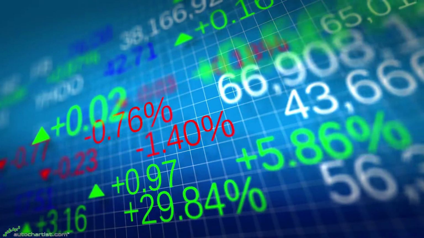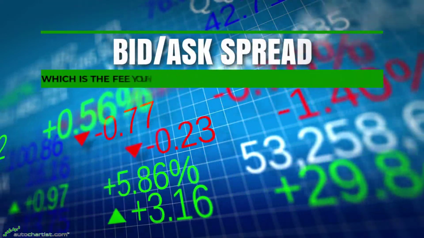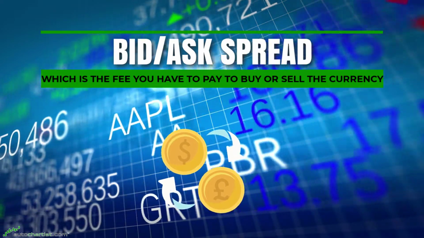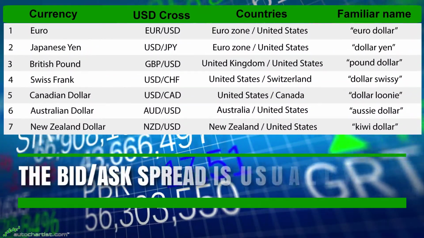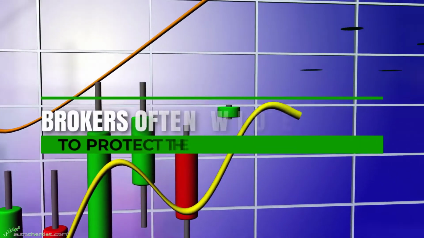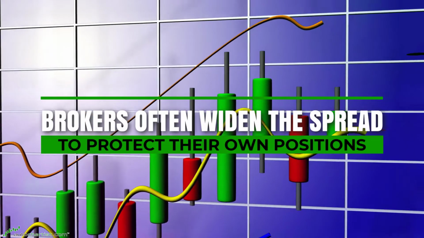Remember that you still need to work in the bid-ask spread, which is the fee you have to pay to buy or sell the currency. On major currency pairs, the bid-ask spread is usually very low, but in times where the price is moving widely, brokers often widen the spread to protect their own positions.